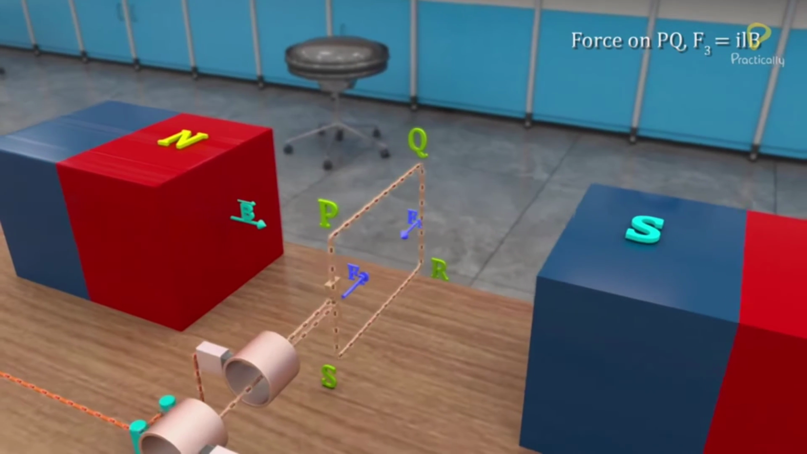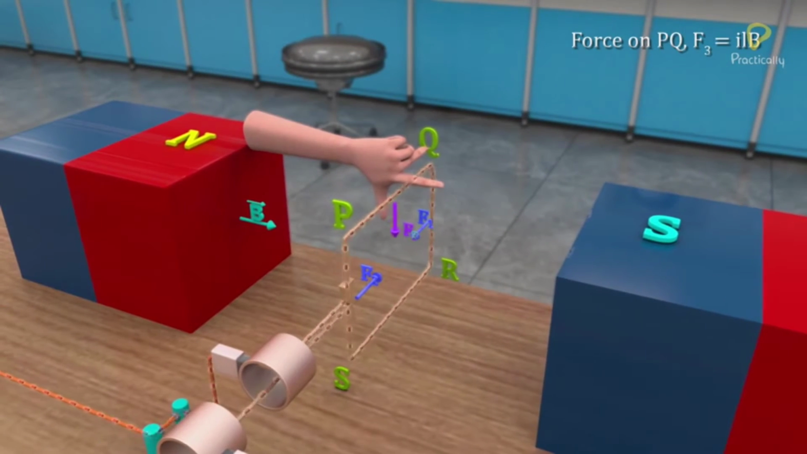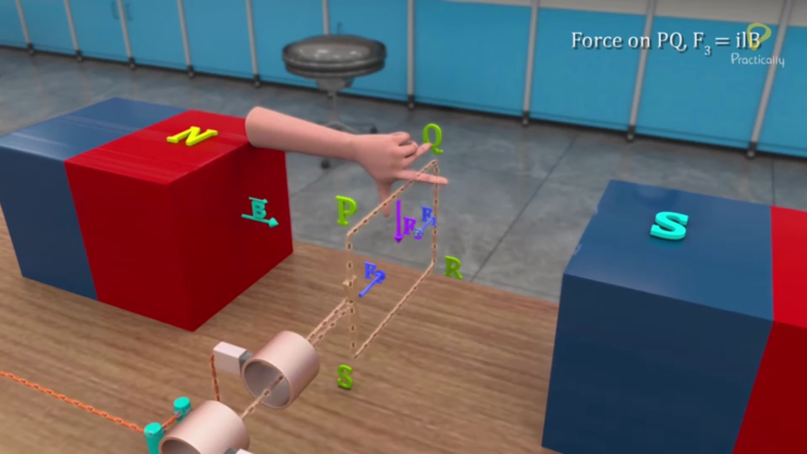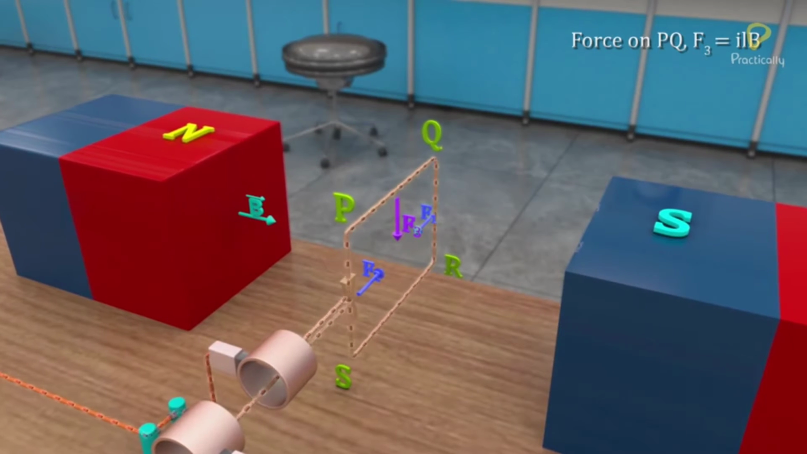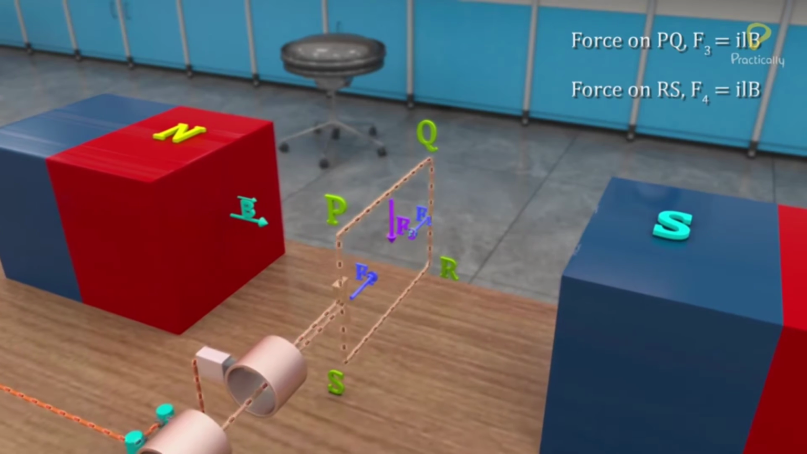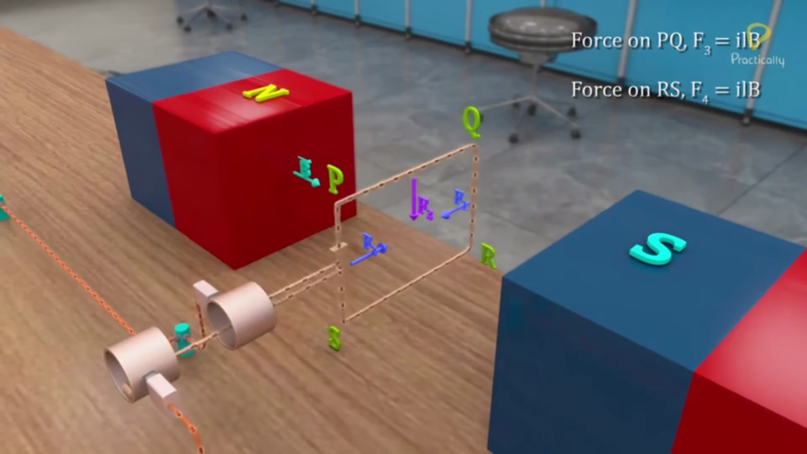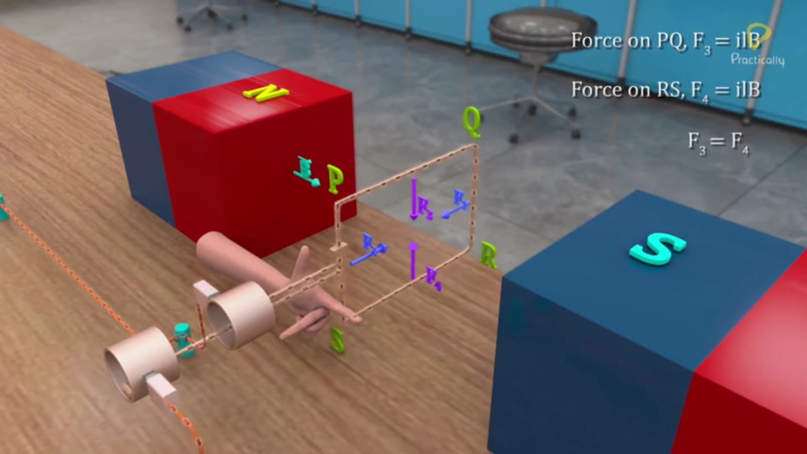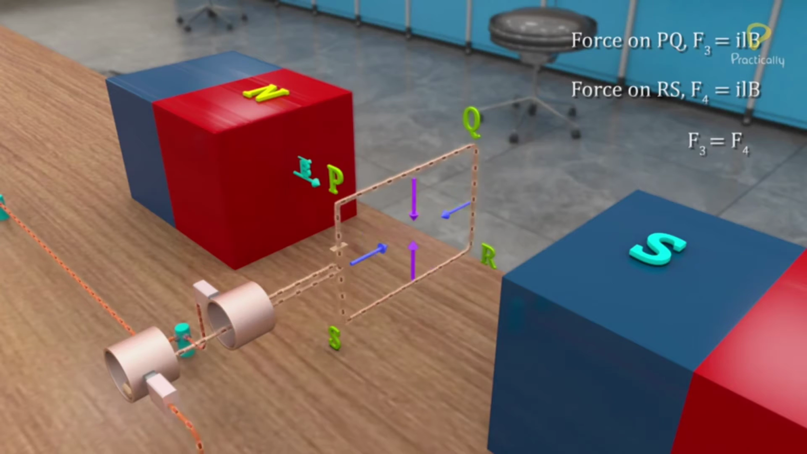Similarly, force on PQ, F3, equal to ILB, is the same in magnitude but opposite in direction to that of force F4 on RS. Since the line of action is the same for both forces, they have no effect on the loop.